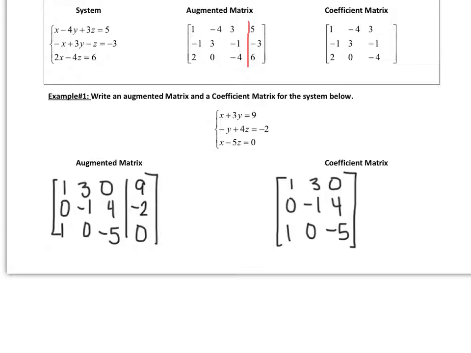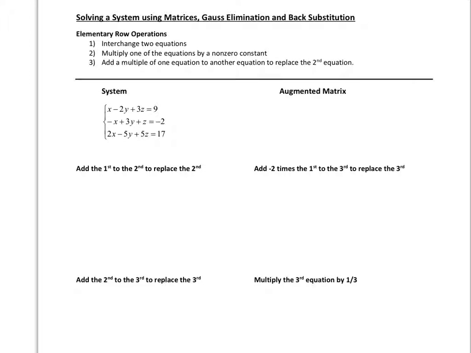Alright, now let's move on to the next page and see how this applies to solving systems. Okay, so solving a system of equations using matrices and Gauss elimination and back substitution. This is just a refresher of what those elementary row operations are. You can interchange 2 equations, multiply one of the equations by a non-zero constant, and add a multiple of one equation to another equation to replace the second equation.